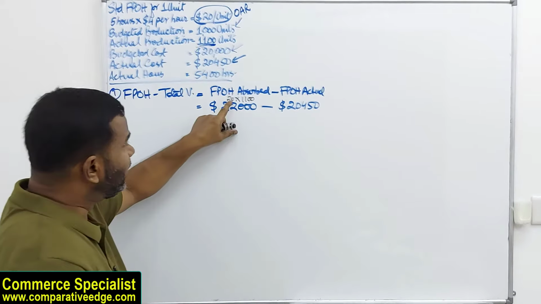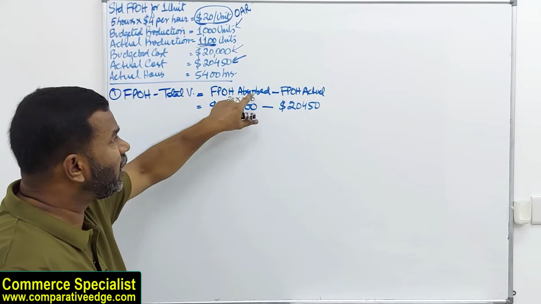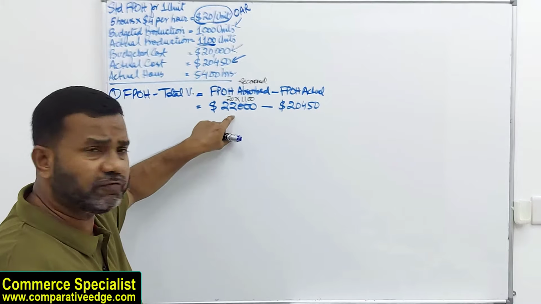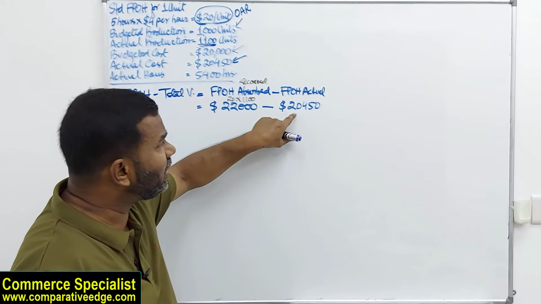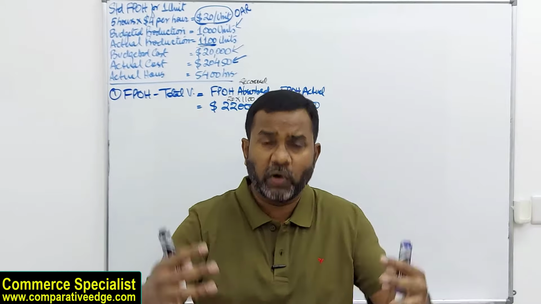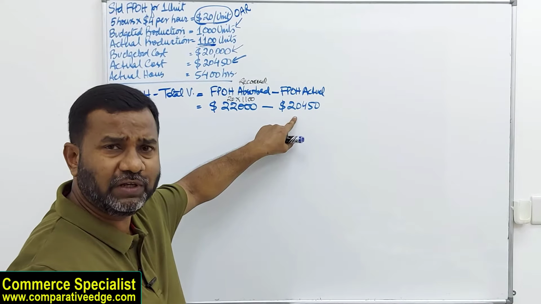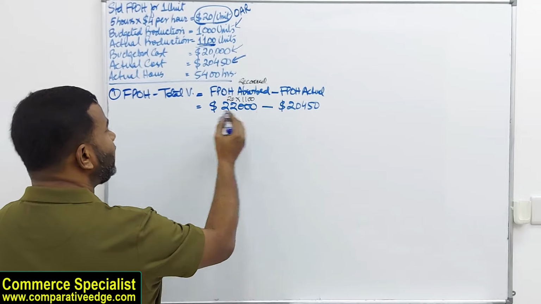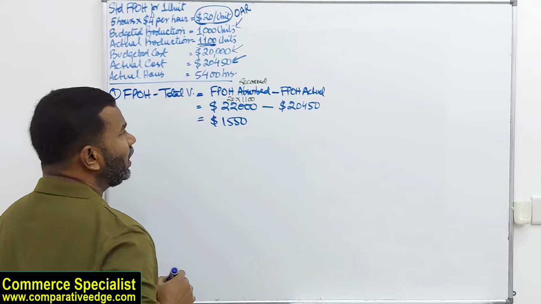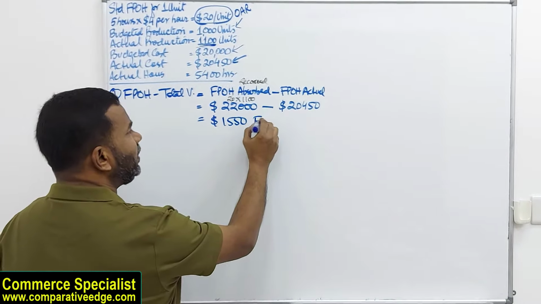And they charged $20, but they produced and sold 1,100. So how much did they absorb? Absorbed means recovered. So the company recovered, in the name of rent, 22,000 from the customers. And in reality, they had to pay just 20,450. So they collected from customers 22,000 for the rent of the factory, but the actual rent was just 20,450. That means they saved how much? 22,000 minus this will give you 1,550. So you recovered more, you absorbed more, but you paid less. So this is a favorable variance.